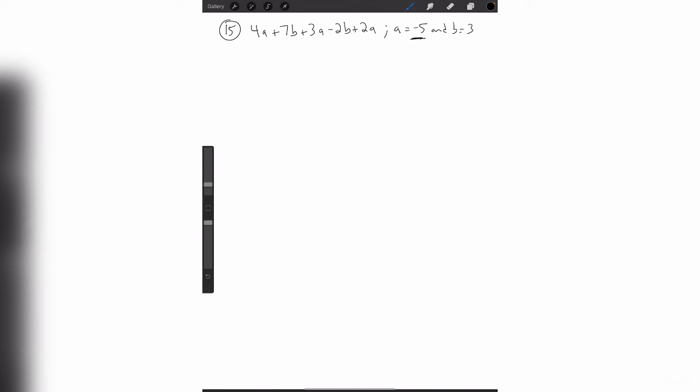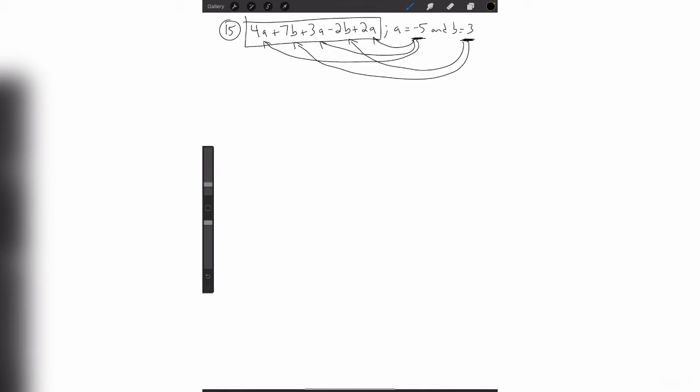So if I have -5 here, I'm going to substitute it in for a here. And I'm going to substitute it in for a here. And substitute it in for a here. All right? Because at the end of the day, this is my problem that I'm looking at. And then for b, all the way down here, I'm going to substitute that in for b there and substitute it in for b here.